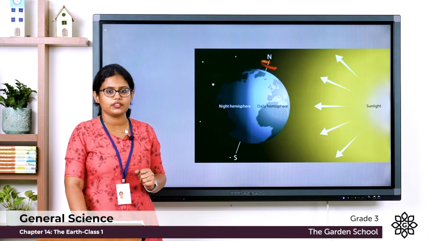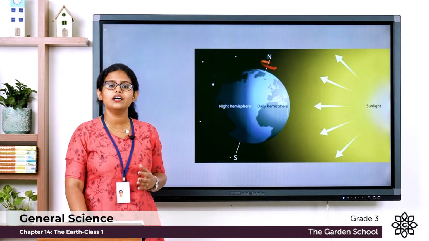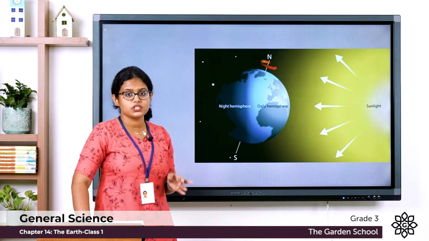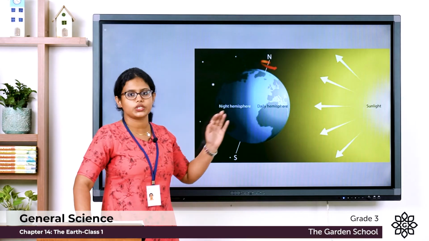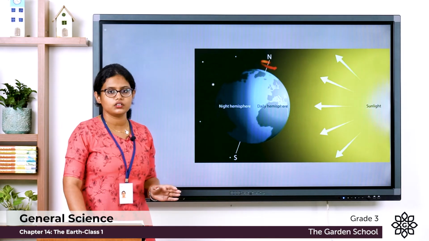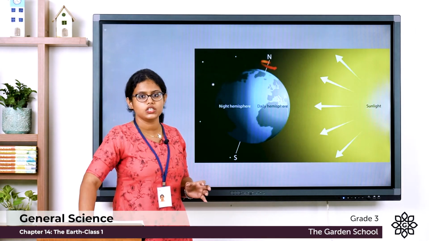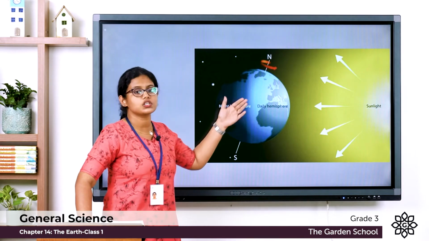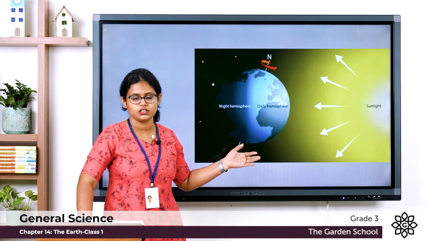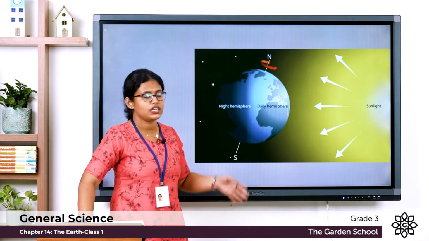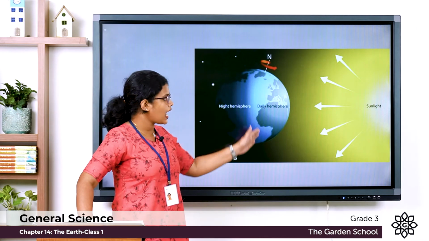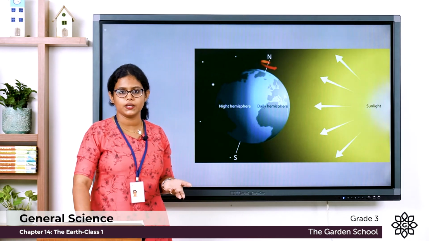So let me explain that. So we learned the earth is rotating all the time. So what happens here is, as the earth rotates, half of the earth, that is the half part of the earth, comes closer to the sun, which means that part receives sunlight. The sun gives light and heat, and that part of the earth receives sunlight, and that part will have day.